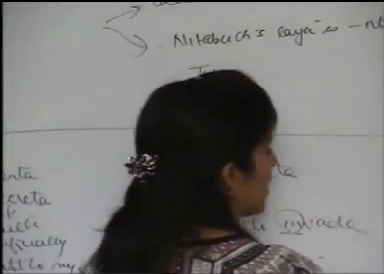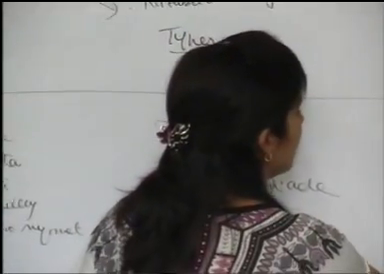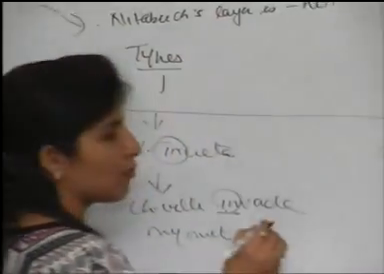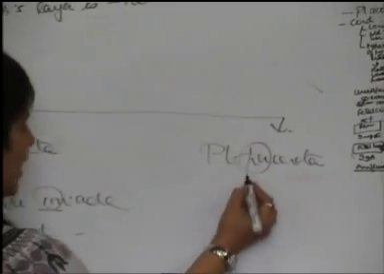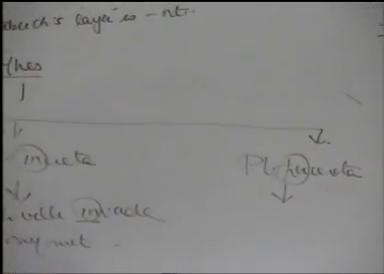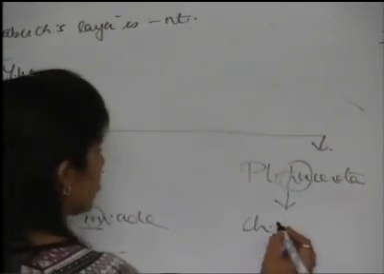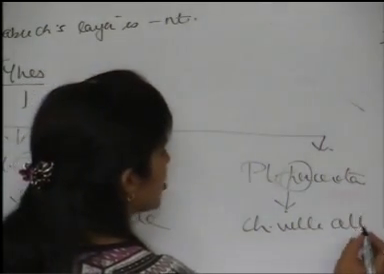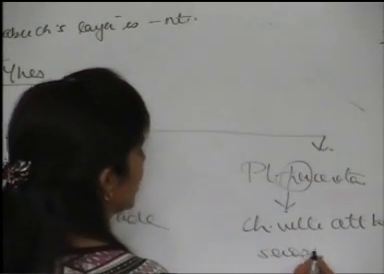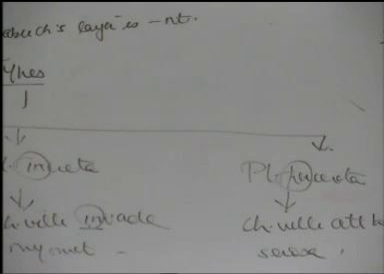And last is placenta percreta. Percreta means it has crossed the myometrium, so now the chorionic villi will reach the level of serosa. So the chorionic villi are attached to serosa in case of placenta percreta.